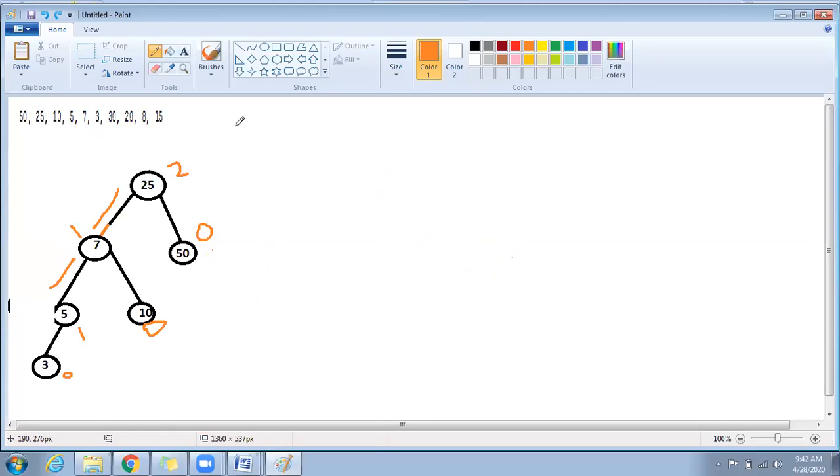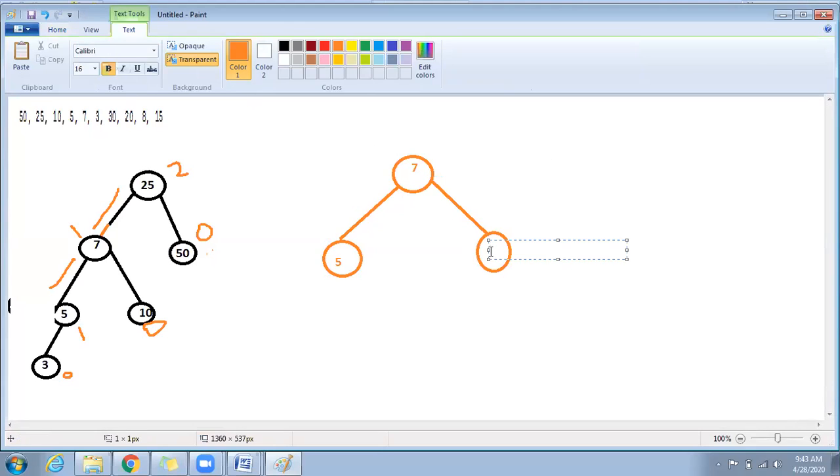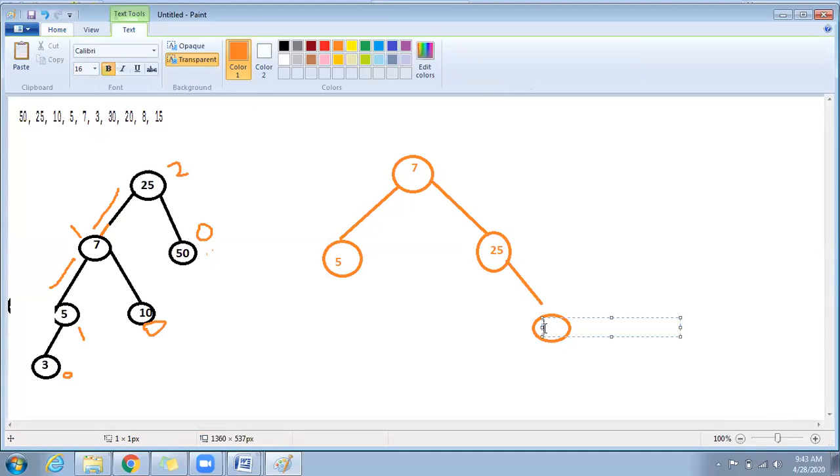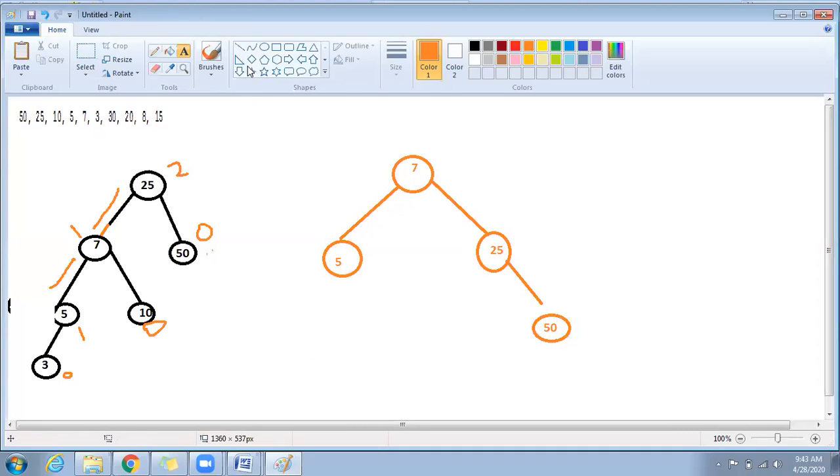So what will happen? 7 will become root node, 5 will become left side, and then what about right? 25. And I'm just inserting 50 as such, and 3 I'm inserting as such.